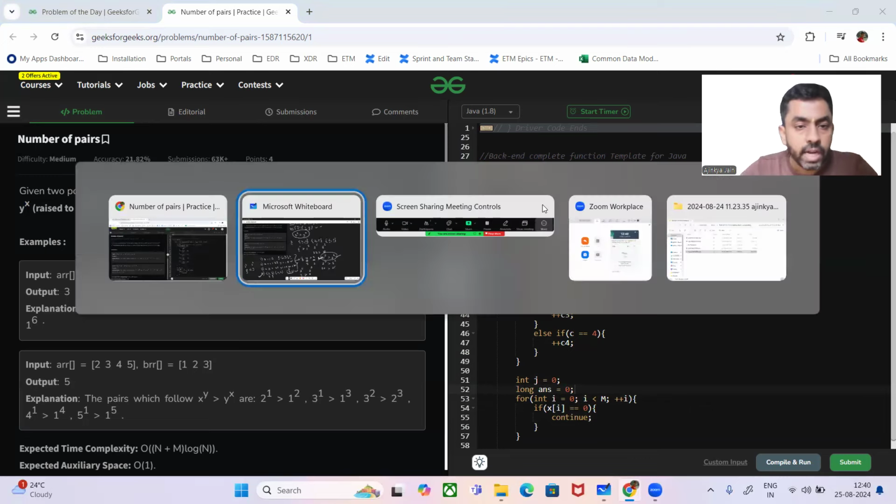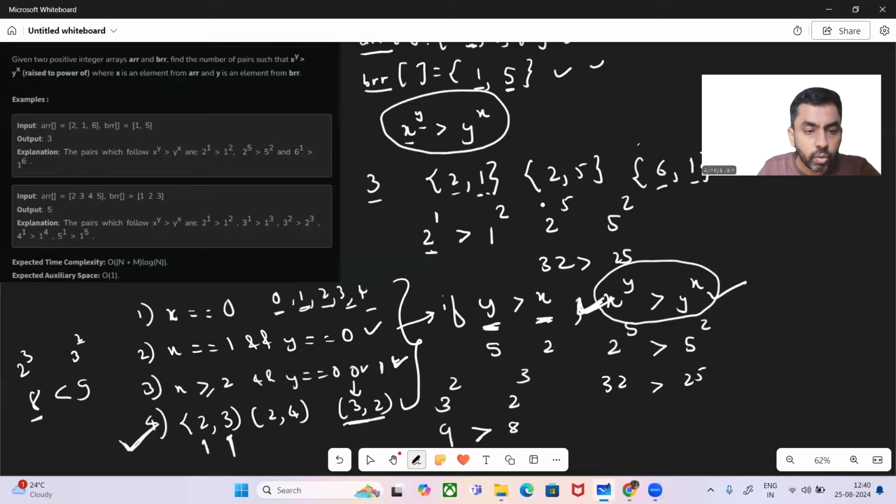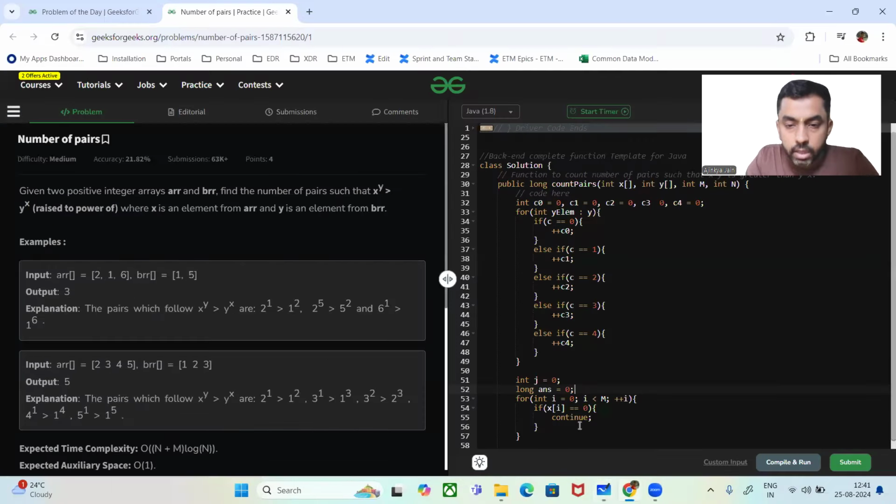Here we have seen when x equal to 0. For example, if x is 0 and the element in the second array is 6, then 0 to the power 6 and 6 to the power 0. In this case, 0 to the power 6 is going to be 0, which will be lesser. So there won't be any answer. This condition won't be satisfied when the x element is 0. That is why we are going to continue.